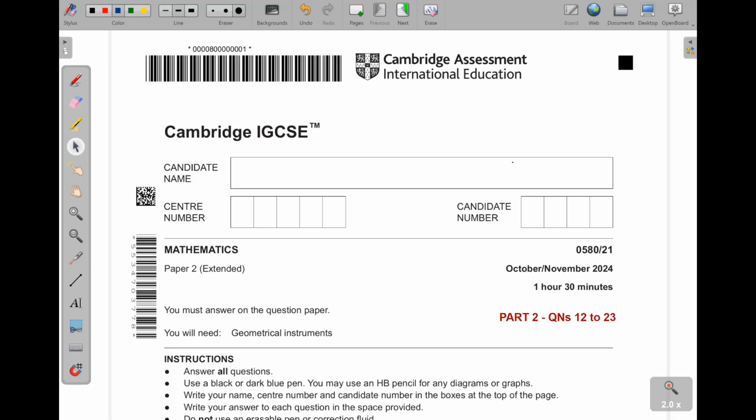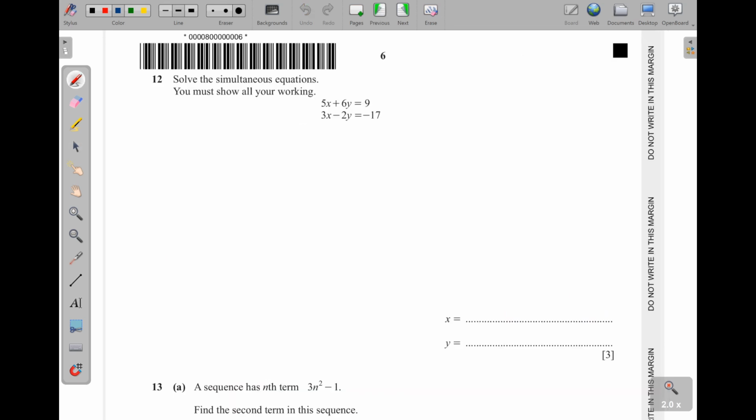This is Teacher Simon taking you through Cambridge IGCSE Extended Mathematics Paper 2 on October-November 2024. And this is part 2 for questions from 12 to 23. Question 12, solve the simultaneous equations. You must show all your working.